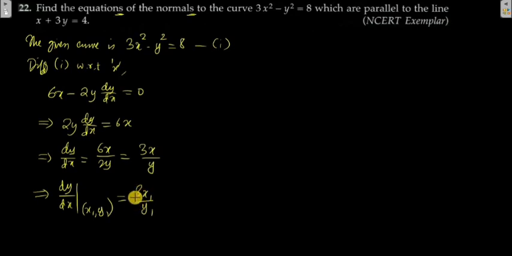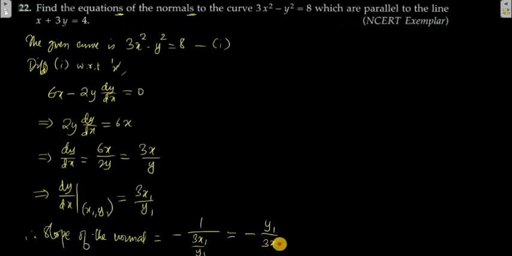Now what will be the slope of the normal? Let's find that. Therefore slope of the normal is going to be, all of you know slope of the normal is calculated using minus 1 by dy by dx, which is 3x1 by y1, isn't it? So which is equal to minus y1 by 3x1. So this is the slope of the normal, remember.